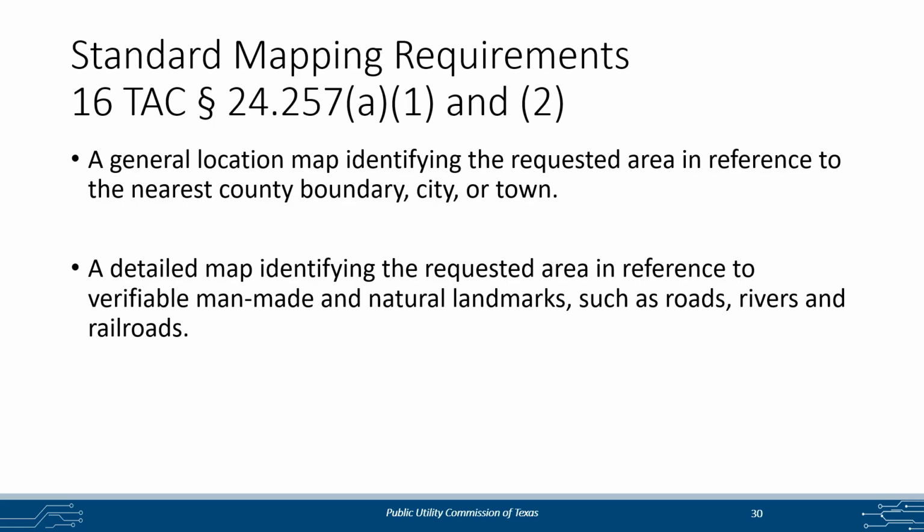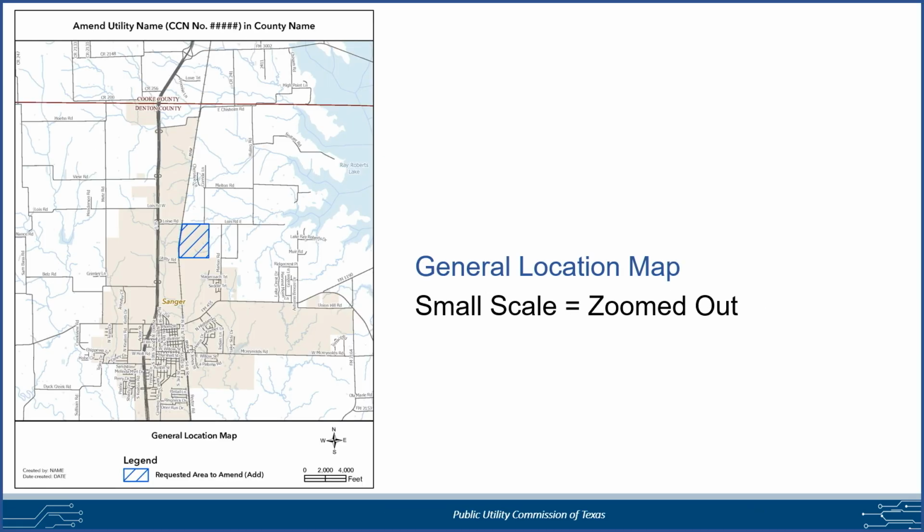So the general location map must identify the requested area in reference to the nearest county boundary, city, or town, and a detail map must identify the requested area in reference to verifiable man-made and natural landmarks such as roads, rivers, and railroads. Both of these maps should identify the exact same requested area when you do file an application.